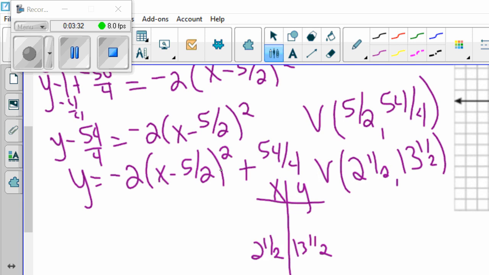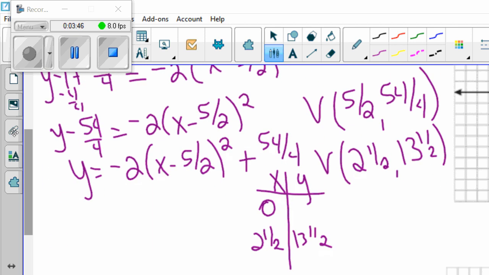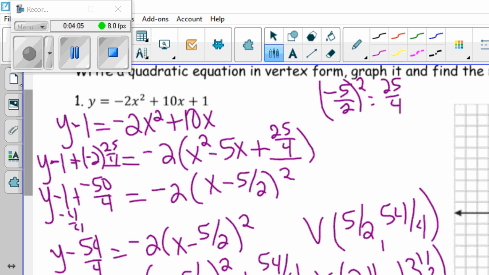Pick two numbers, one on both sides of my vertex, the same distance apart so that they're symmetric. Anytime you can pick 0, pick 0. So I'm going to pick 0 for my smaller number. If I plug 0 into my original equation, it takes everything away except the 1, so it's 1. I went from 2.5 to 0, so I went 2.5 spaces. So go 2.5 spaces the opposite direction, so 2.5 plus 2.5 puts me at 5. At 5 I would also get 1 because that's symmetric. So we're going to graph those points.